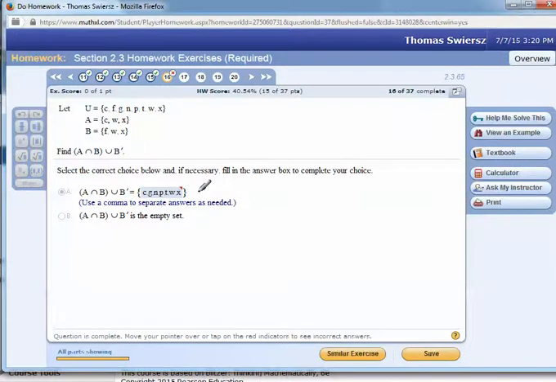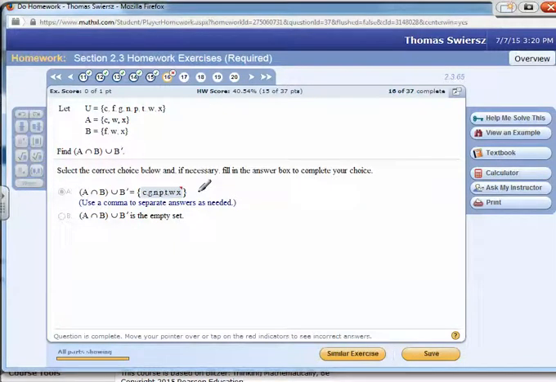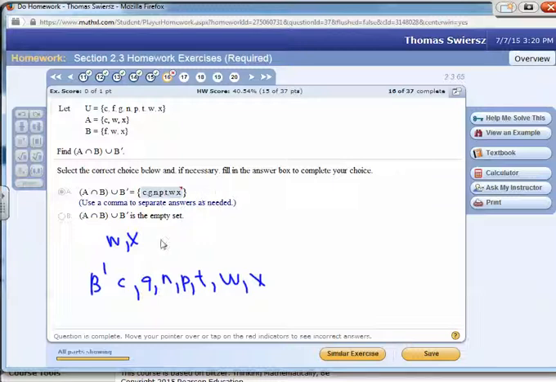Again, we did the double check. A intersect B is WX. B complement is C, G, N, P, T, and then we union it with A intersect B, which is W and X. Maybe I just don't have a comma or something. Let me put that in. Let me try that one more time.